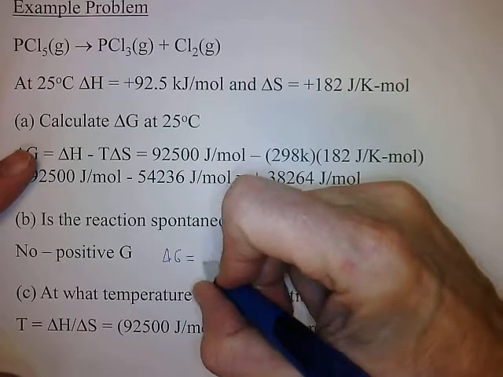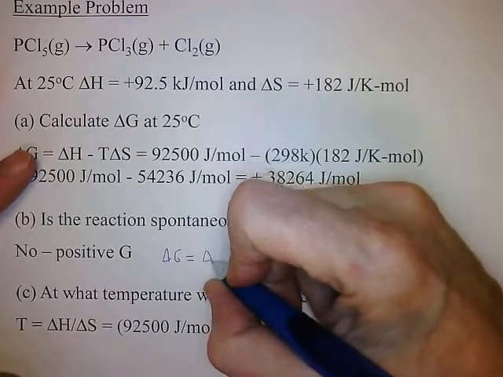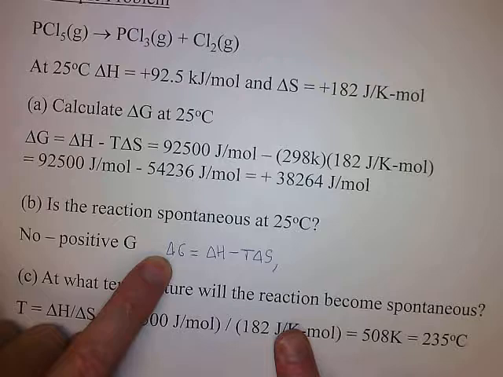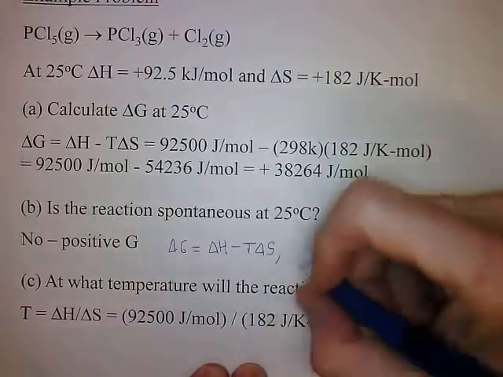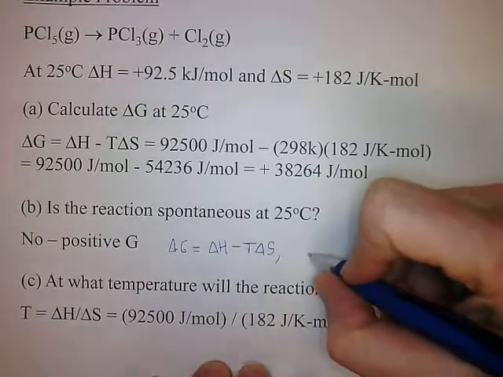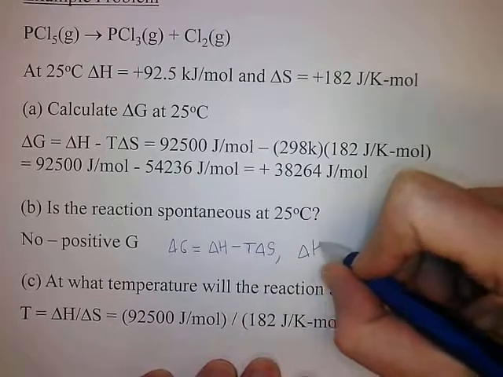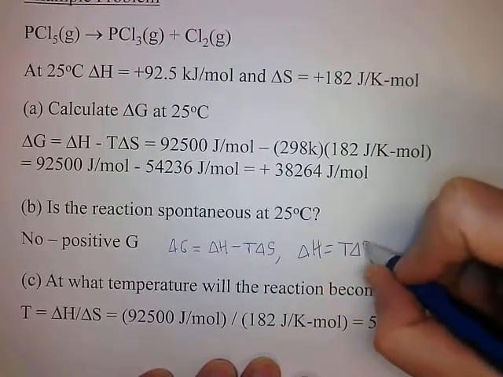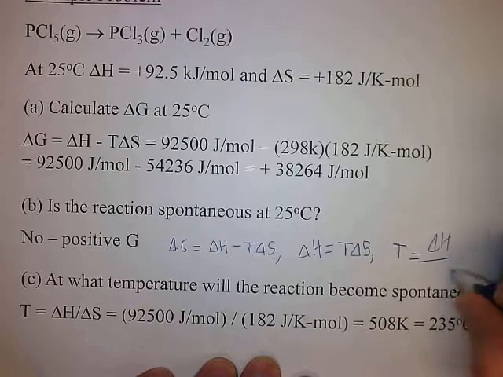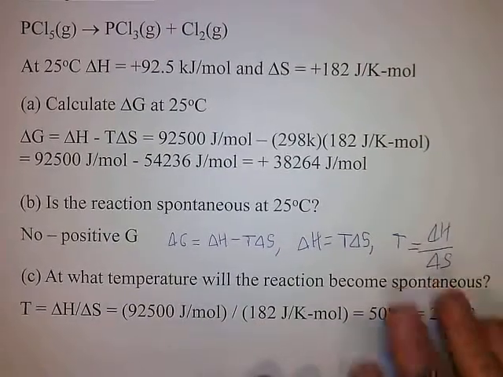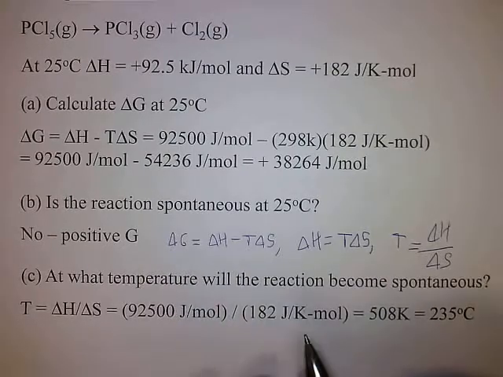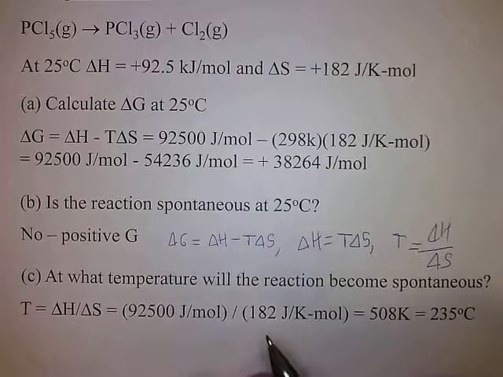then you can rearrange the equation and say T is delta H over delta S, right? In other words, delta G is delta H minus T delta S. Well, if delta G is 0, then we can move the T delta S over to the other side, so that delta H is equal to T delta S, or then T is delta H over delta S. Okay, so 92,500 joules per mole divided by 182 joules per Kelvin mole, right?